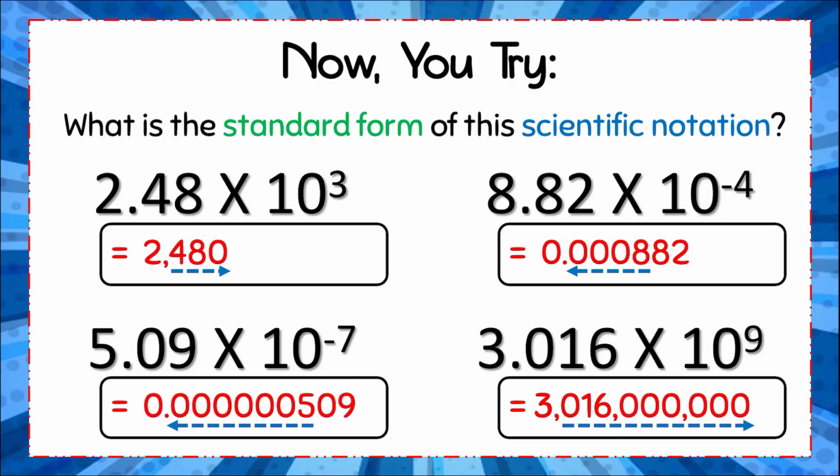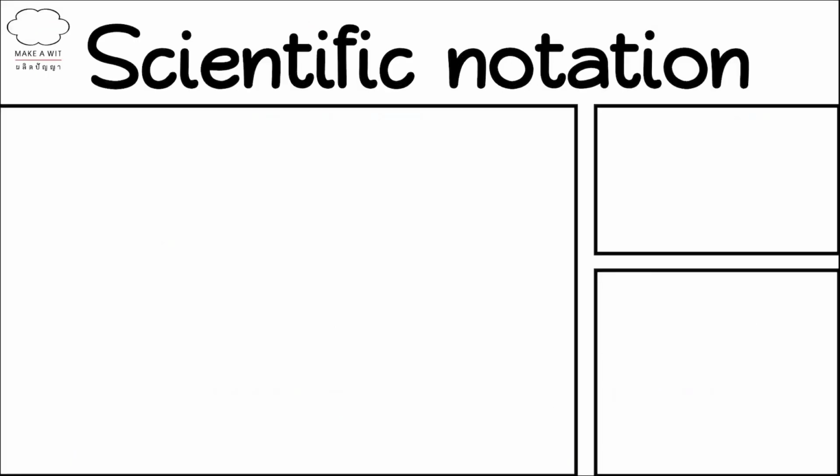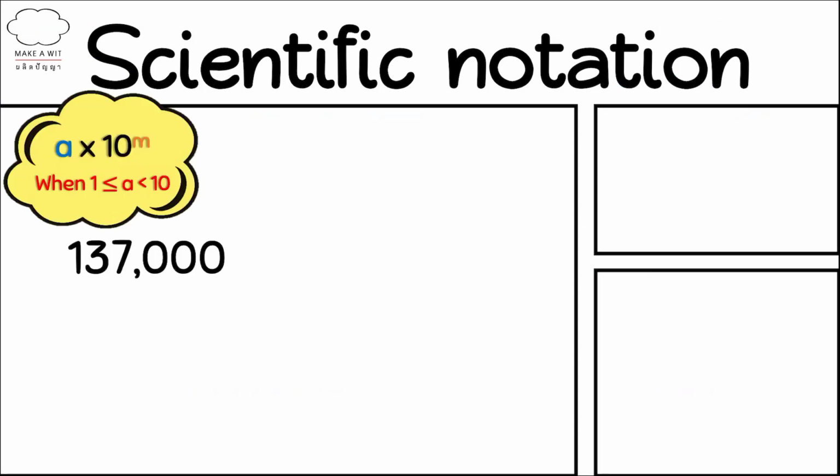Now you can do this. You can change the scientific notation to the standard form. You can read the scientific notation. Now, what do you have to do? You will have to try to convert the normal number, the standard form, to scientific notation. It will be easy. Piece of cake, I promise.